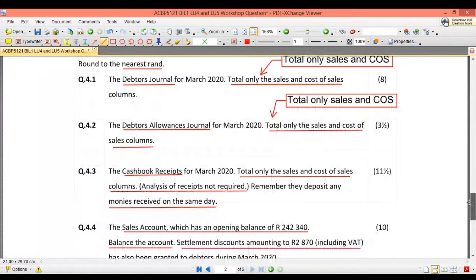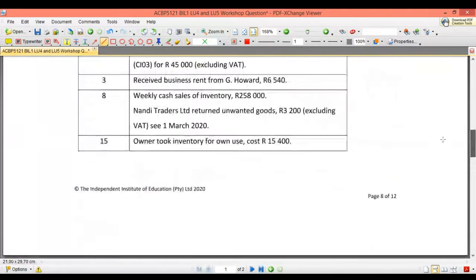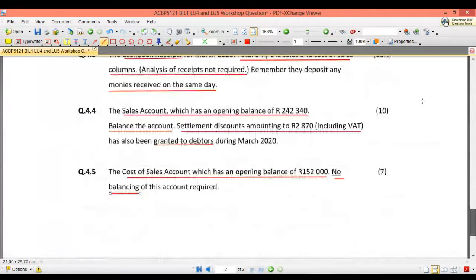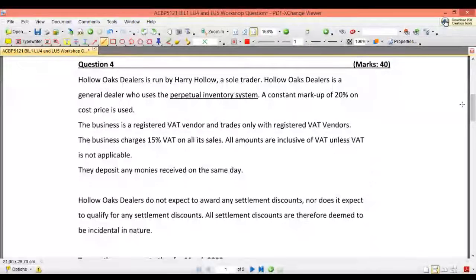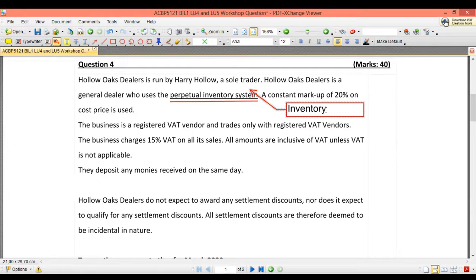Okay, let's go read the information they've provided and see what information they have given to us. Okay, so they told us Hollow Oaks Dealers is run by Harry Hollow, a sole trader. Hollow Oaks Dealers is a general dealer who uses the perpetual inventory system. If we see perpetual inventory system, a little red flag needs to go off, and you need to know that you have to take it to inventory when you capture it. They tell you a constant markup of 20% on the cost price is used.